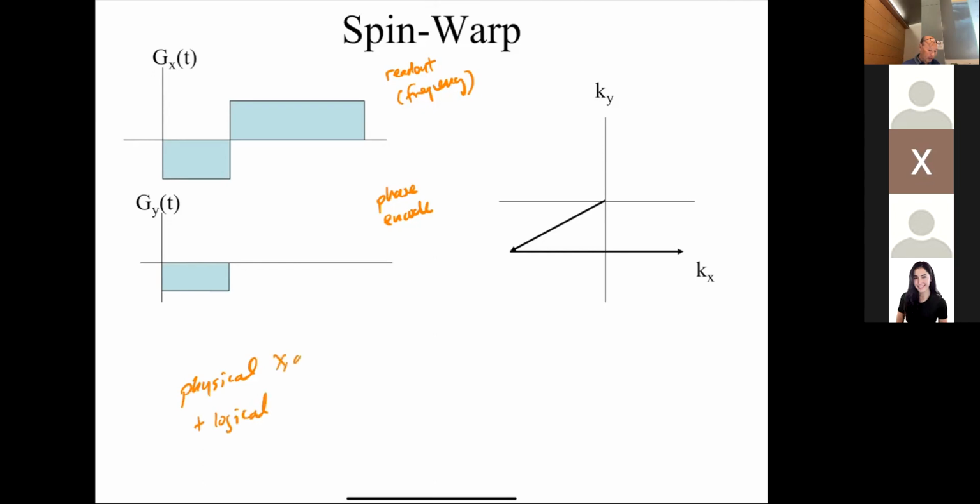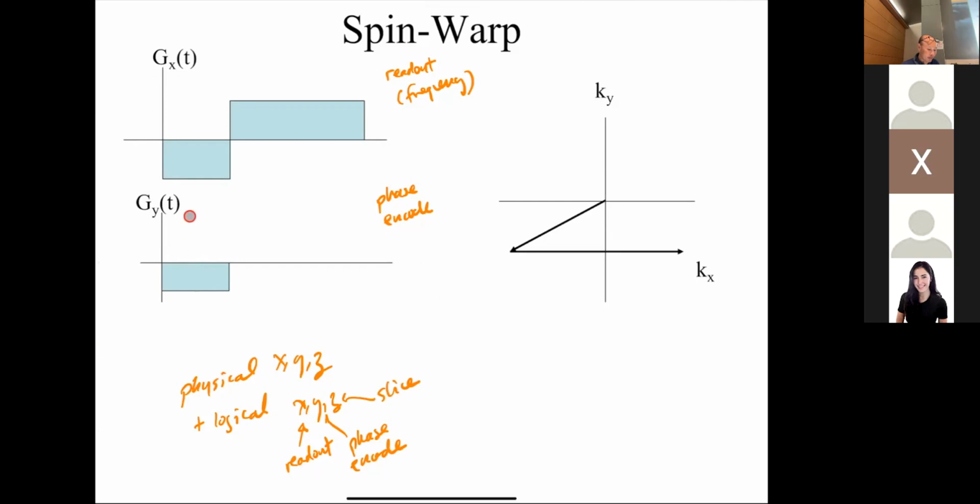Now, there is a distinction though between physical and logical gradients. So we have a physical X, Y, and Z, which is determined by our scanner, and logical X, Y, Z, which is readout and phase encode, and this typically is slice select. That just means that you can have X, Y, and Z physically, but then logically, let's say I rotate things such that X becomes Y and Y becomes Z. Logical X is still readout. That's just how we refer to things.